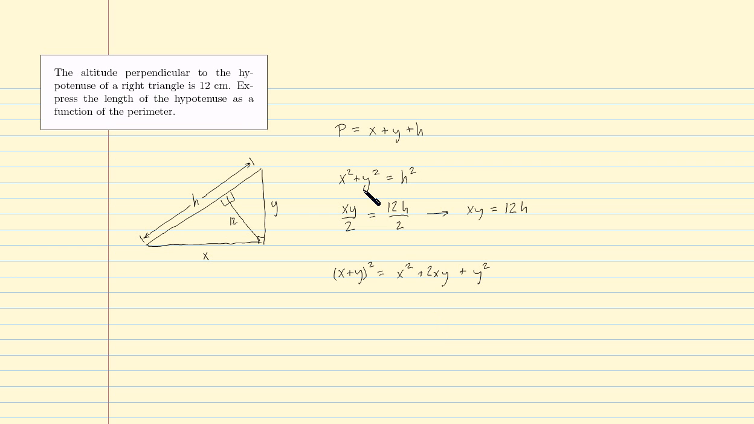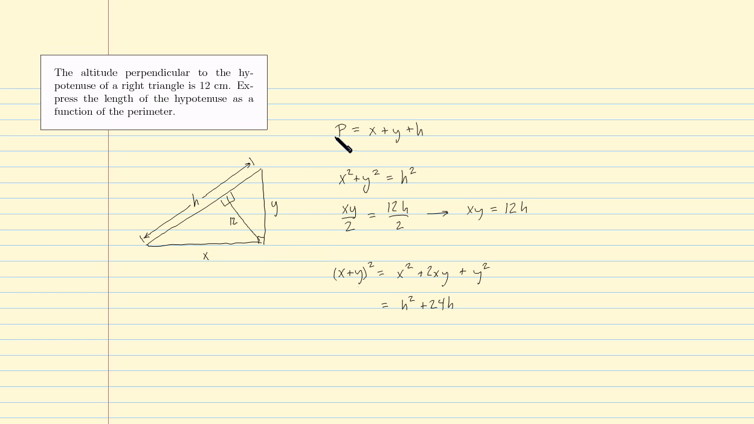Or using this and this, couldn't I say that's the same thing as x squared plus y squared is an h squared, and 2xy would have to be twice that. So plus 24h. Well, that's good. That equals x plus y quantity squared, but I really need a relationship between the hypotenuse length and the perimeter. I've got to get the perimeter in here. I've got hypotenuse length. Could I write this in terms of perimeter? Or maybe at least perimeter and hypotenuse?